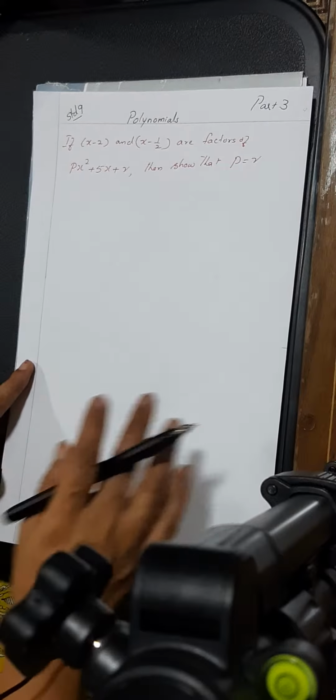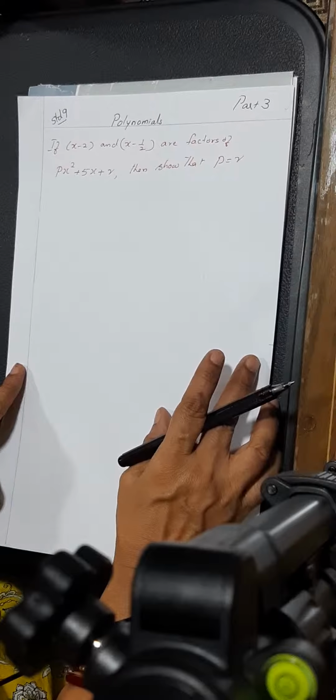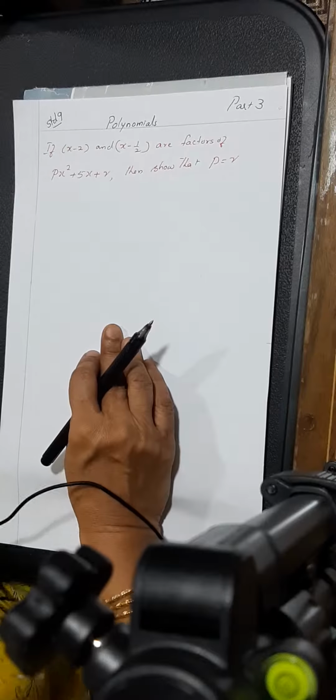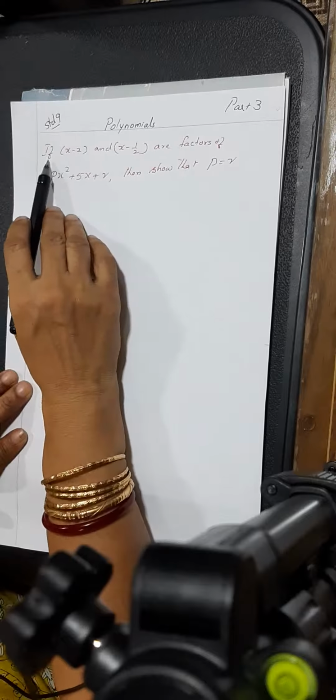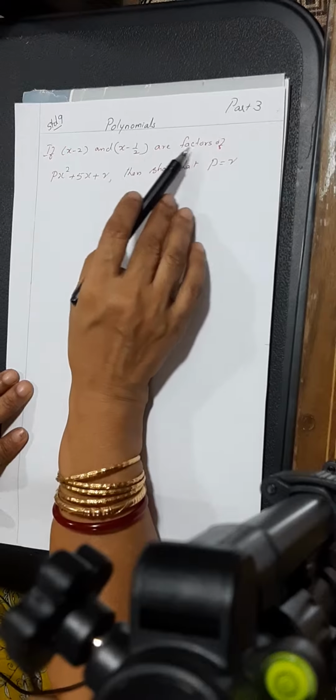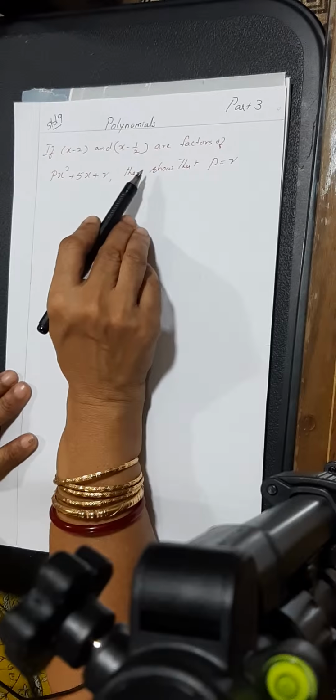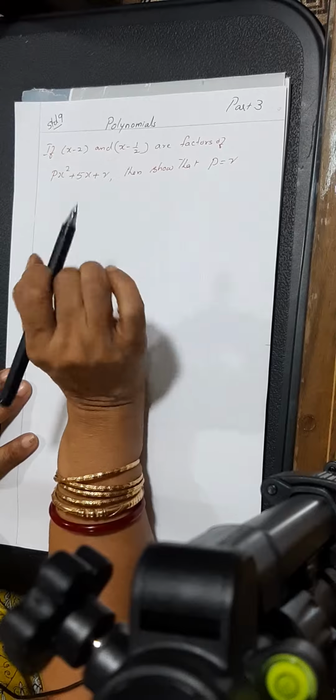The chapter is Polynomials for Standard 9. This is part 3. So we had learned factor theorem and remainder theorem in our earlier parts. So we are doing some problems related to that. If x minus 2 and x minus half are factors of this polynomial, then show that p equal to r.